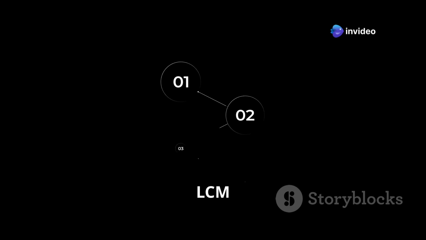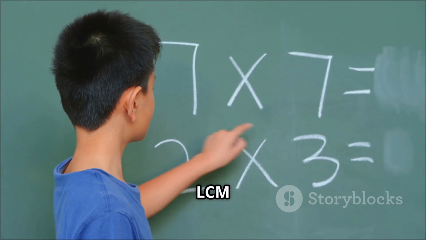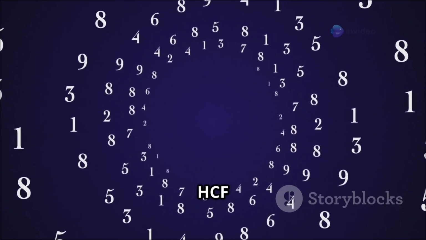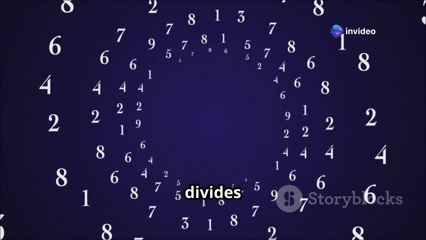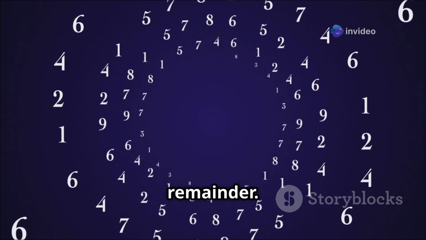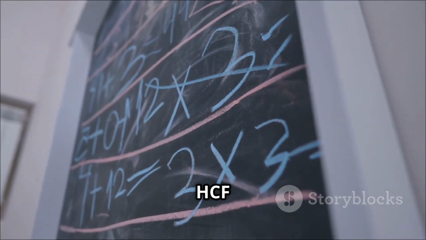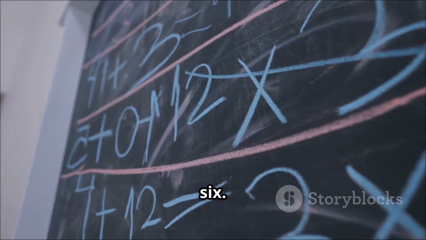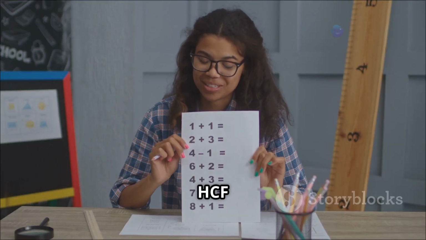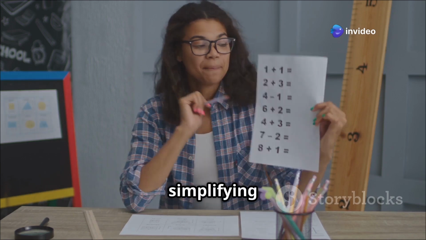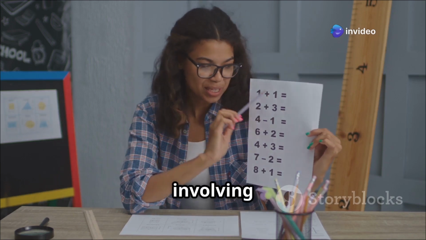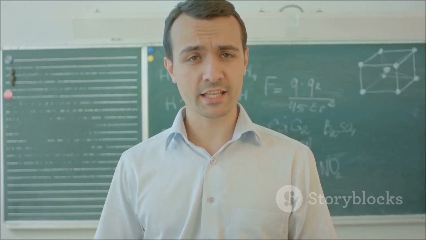LCM. The LCM of two or more numbers is the smallest number that is a multiple of all the given numbers. For example, the LCM of 4 and 6 is 12. HCF. The HCF of two or more numbers is the largest number that divides each of the given numbers without leaving a remainder. For example, the HCF of 12 and 18 is 6. We use LCM and HCF in various situations like adding and subtracting fractions, simplifying ratios, and solving problems involving time and distance.